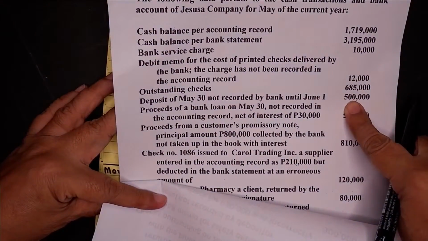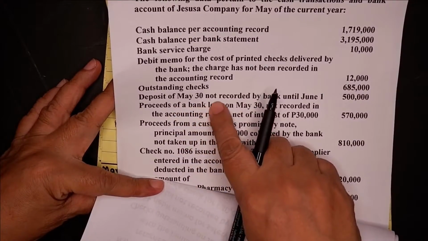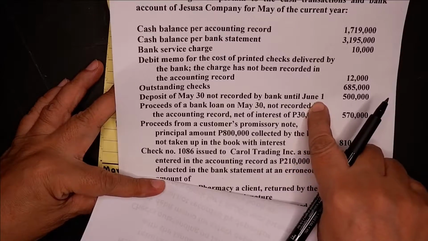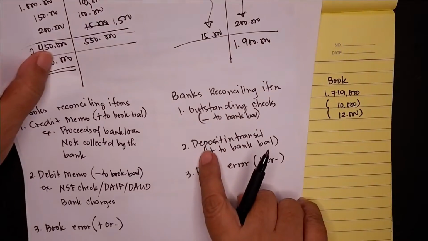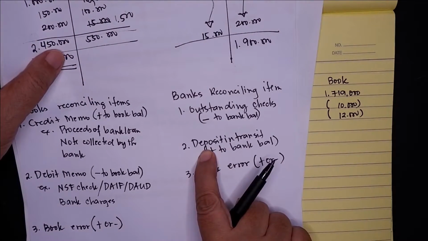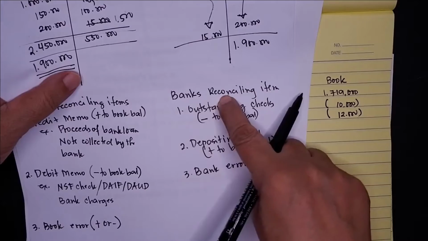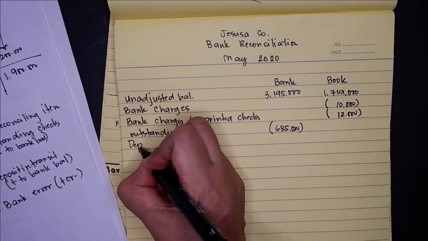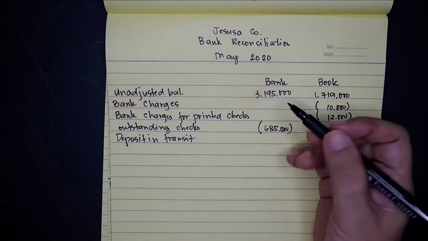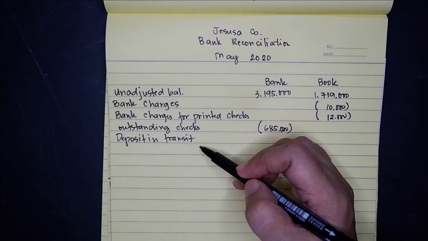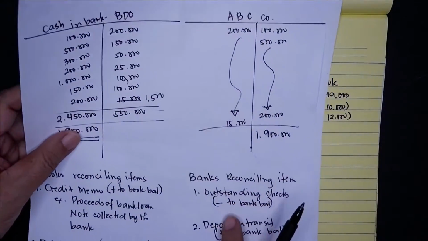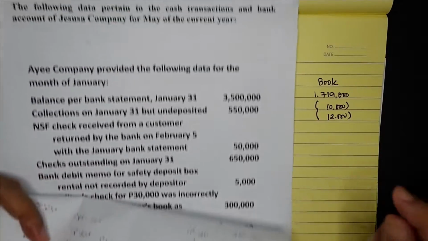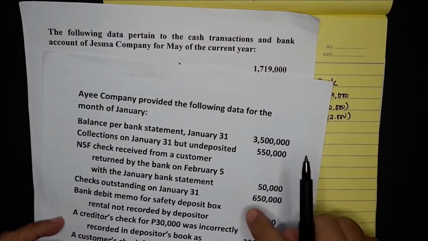Next, we have the 500,000, deposit of May 30, not recorded by the bank until June 1. What kind of reconciling item is that? That is a deposit in transit. And whose reconciling item? That is the bank's reconciling item, plus to bank balance. So we have deposit in transit. Whose reconciling item is deposit in transit? That is the bank's reconciling item, plus to bank balance. And how much is our deposit in transit?